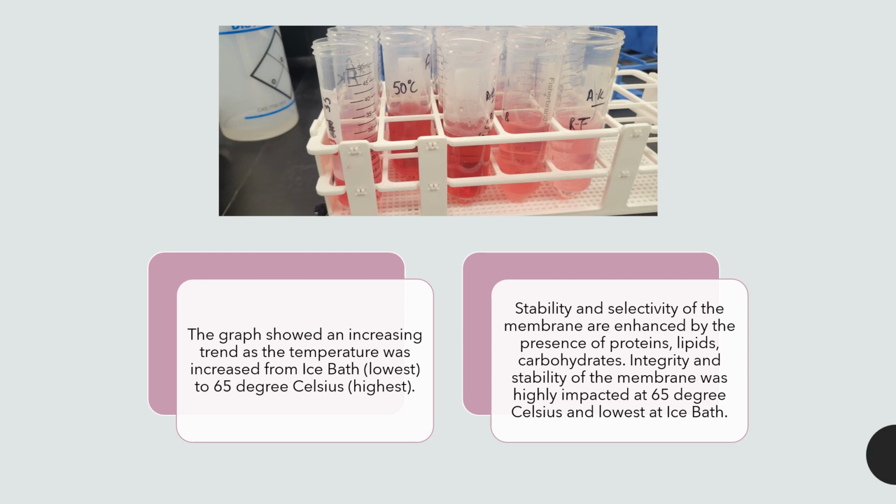To conclude, I would say that lower temperature preserves the membrane integrity more fully than higher temperature, which is directly linked to pigment leakage and membrane destabilization. So this is all about our pigment leakage. The stability and selectivity of the membrane is also enhanced by the various molecules present in the membrane, that are proteins, lipids, and carbohydrates. Integrity and stability of the membrane was most affected at 65 degrees Celsius, and the lowest was at the ice bath. So these are our results.